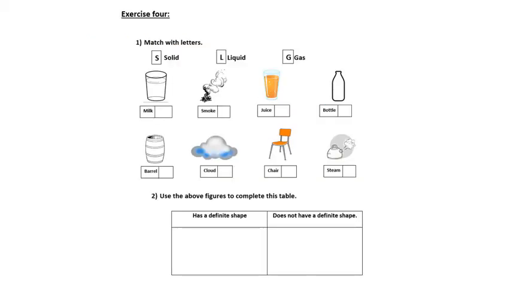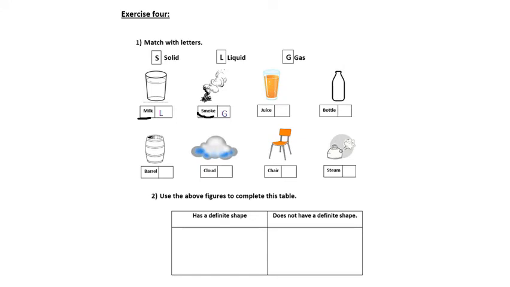Exercise number 4. We have to write the letters of the state of matter for each object. Okay? We're going to write S for solid, L for liquid, and G for gas. Here we have milk. Is milk liquid, solid, or gas? Liquid. We have smoke. Is smoke gas, liquid, or solid? It's gas. We have juice.